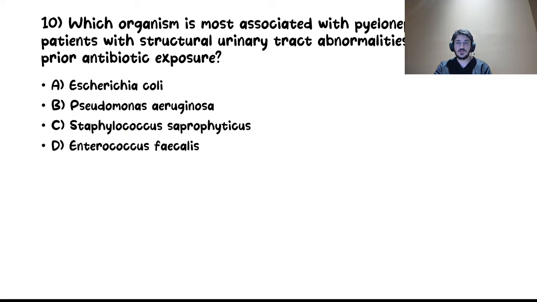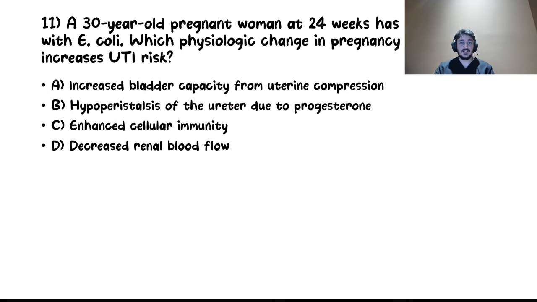Which organism is most associated with pyelonephritis in patients with structural urinary tract abnormalities or extensive prior antibiotic use? So there is a specific criteria here. They're not just saying UTI. So what's the answer? It would be Pseudomonas. Very important to know. A 30-year-old pregnant lady at 24 weeks of gestation has bacteriuria with E. coli. Which of the following physiologic changes in pregnancy is responsible for UTI? So we said it's because of progesterone, leading to hypoperistalsis, leading to stasis, leading to UTI. So the answer is B.